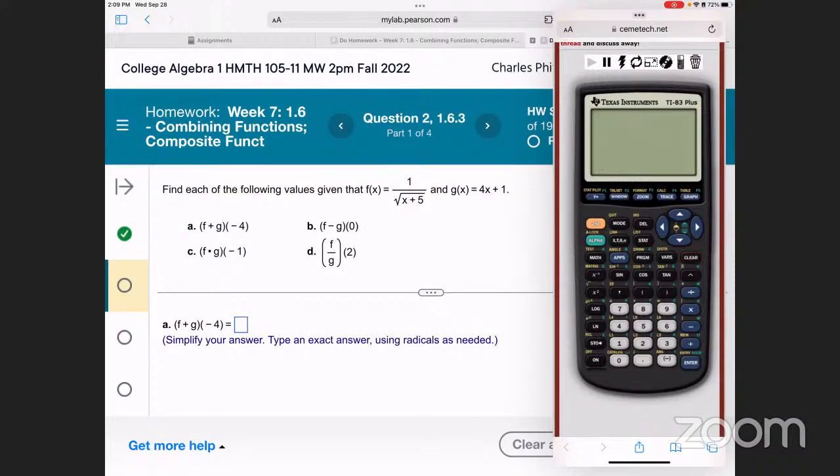All right, let's start by clearing this out. Our f in this case is 1 divided by the square root of x plus 5. So we're going to say 1 divided by the square root of x plus 5. And then g is 4x plus 1. 4x plus 1. Okay.